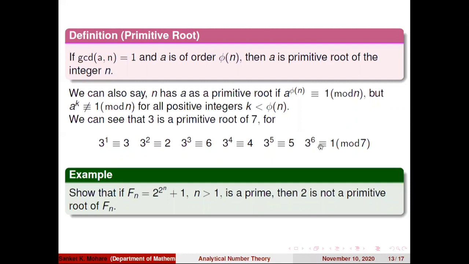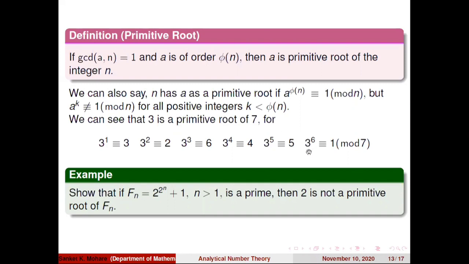How to calculate this? 3 cube into 3 cube. Okay, so that is 36. 36 is congruent to 1 modulo 7. Okay, so therefore 3 is a primitive root of 7.